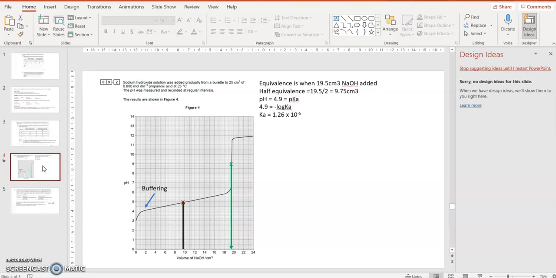That's what the p means. It means minus log, as in pH is minus log of the H plus concentration. So pKa is minus log of Ka. And then you can do minus 4.9 is log of Ka, so inverse log of minus 4.9, and the Ka is 1.26 times 10 to the minus 5.